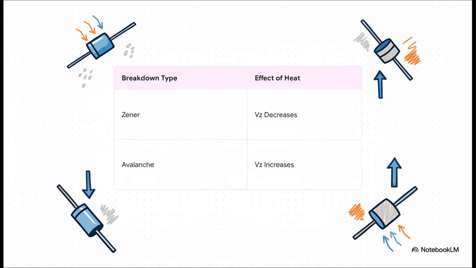Conversely, in an avalanche breakdown scenario, increasing the temperature actually increases the breakdown voltage. You have to push even harder, with more voltage, just to force the current to flow. This incredibly consistent, low-voltage performance under heat is exactly why Zener diodes are so prized for precision control.